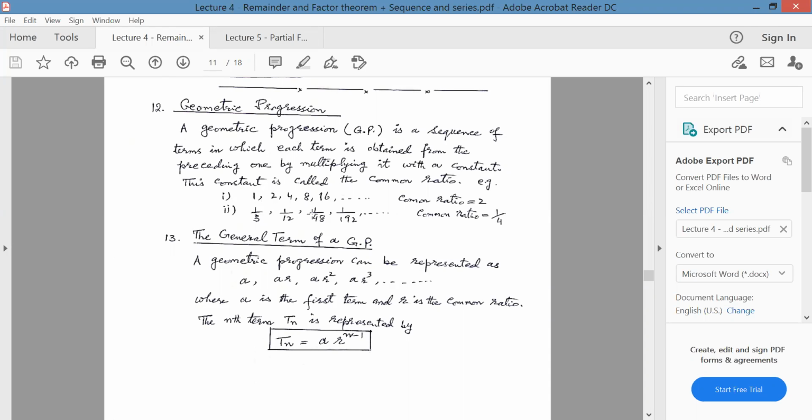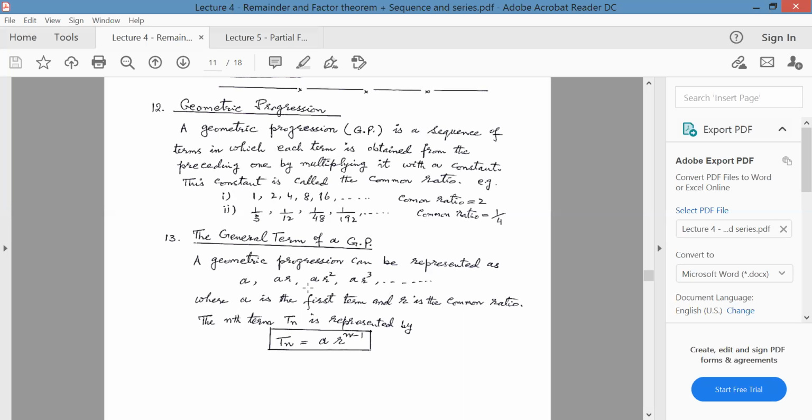So here, two of the series I have written: 1, 2, 4, 8, 16. I am multiplying every term with 2. 1 to 2, 2 to 4, 4 to 8, and so on and so forth. Here the common ratio is 2. Next series is 1 by 3, 1 by 12, 1 by 48. Means we are getting the next terms by multiplying the previous term by 1 by 4. 1 by 3 को 1 by 4 से multiply किया, we got 1 by 12. Similarly, if we multiply 1 by 12 by 1 by 4, we get 1 by 48, and so on and so forth. The common ratio will be 1 by 4.